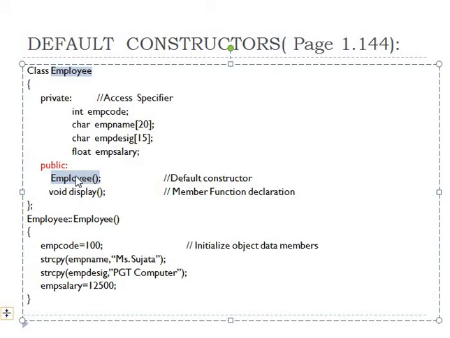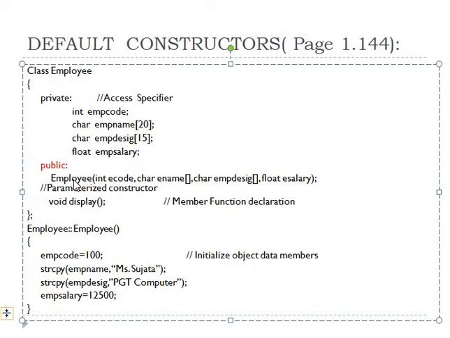Now if you look at this constructor, it doesn't contain any parameters, or we can say it doesn't contain any arguments. So it is a parameterless constructor or an argumentless constructor. But if you put parameters such as eCode, ename, EMP desig, and eSalary inside your constructor, this becomes a parameterized constructor. And this shows that a constructor can have parameters or arguments.